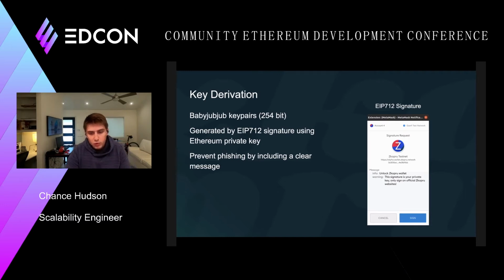One of the big concerns we had when doing this was, how do we prevent phishing attacks? How do we prevent other websites from tricking users into just signing a random string and giving away their private key? As you can see right here, there are very nice standardized interfaces for EIP712, and this message, whose signature is your private key, is only signed on official websites, will always be shown, and is the only way to actually gain access to the key. And so this is how we generate the keys for Zkopru.